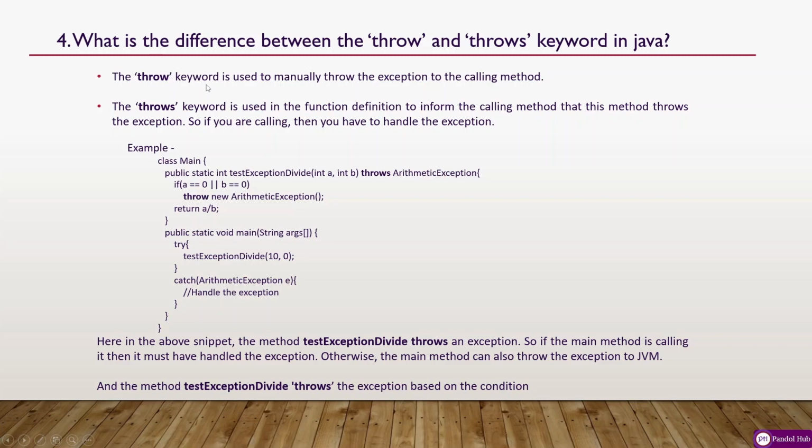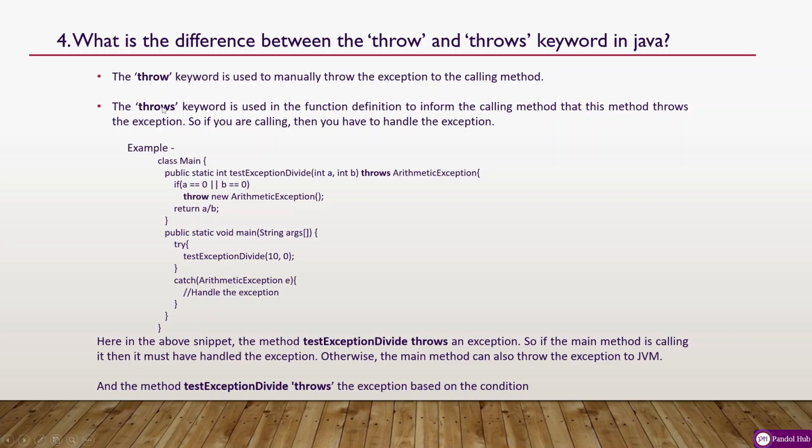So the throw keyword is used to manually throw the exception to the calling method. So this throw is added inside a function so that it will explicitly throw an exception. The throws keyword is used in the function definition to inform the calling method that this method throws the exception.